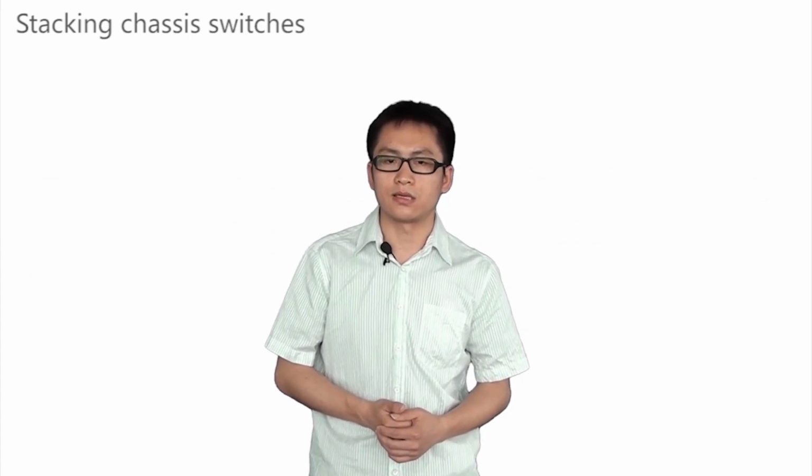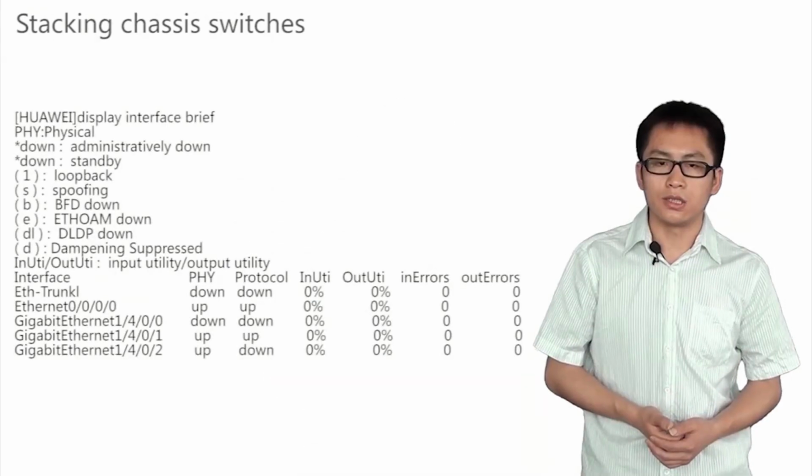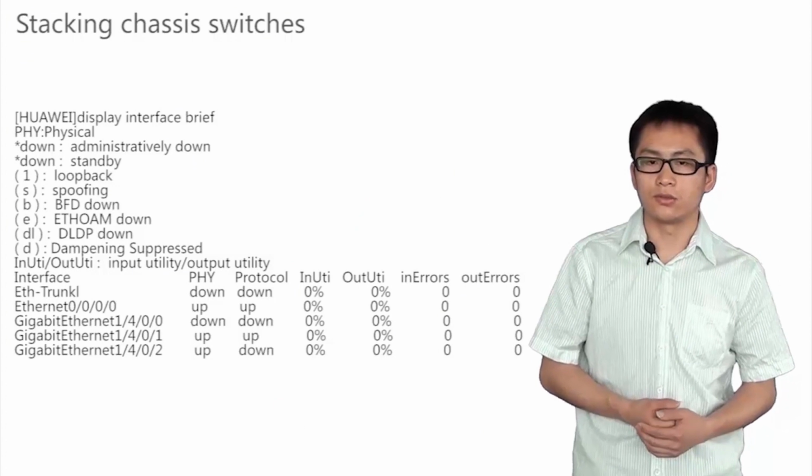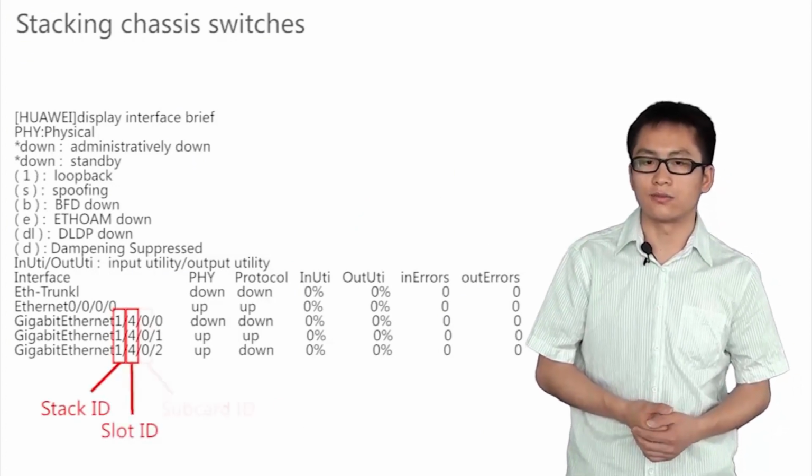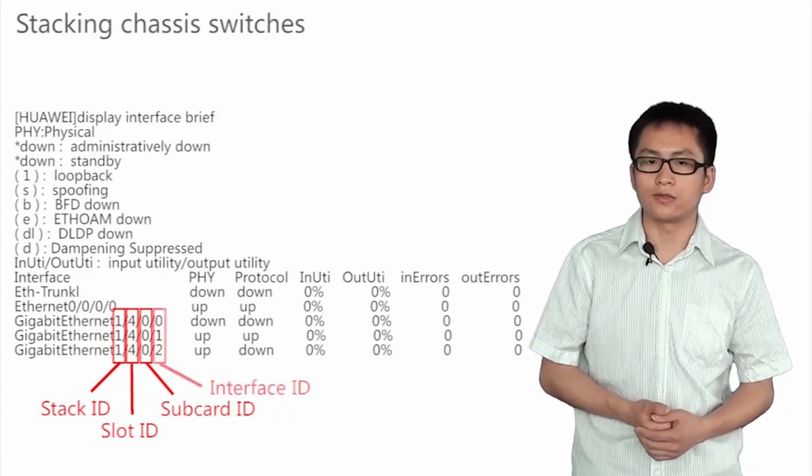After a stack system is set up, each interface on a switch is identified by the stack ID, slot ID, subcard ID, and interface ID.